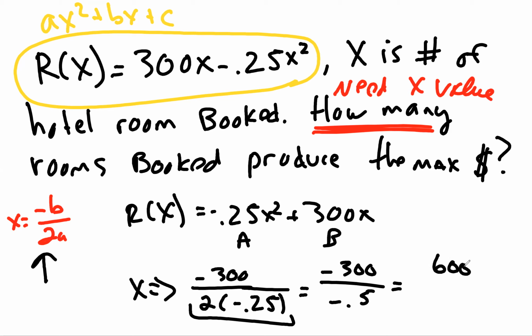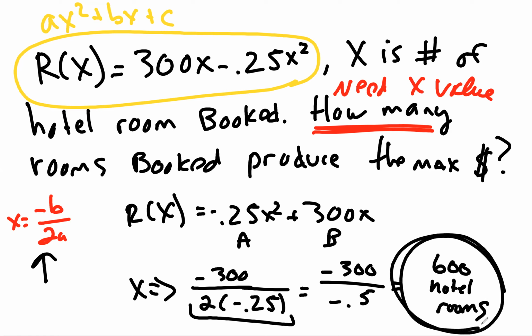The question I asked you is how many hotel rooms booked produce the maximum amount of money? Well, when you get this answer 600, that tells me how many. Well, how many what? You're going to write hotel rooms. And now we're done. 600 hotel rooms is going to produce for me the most amount of money. Done. Okay, what are your thoughts on this one?